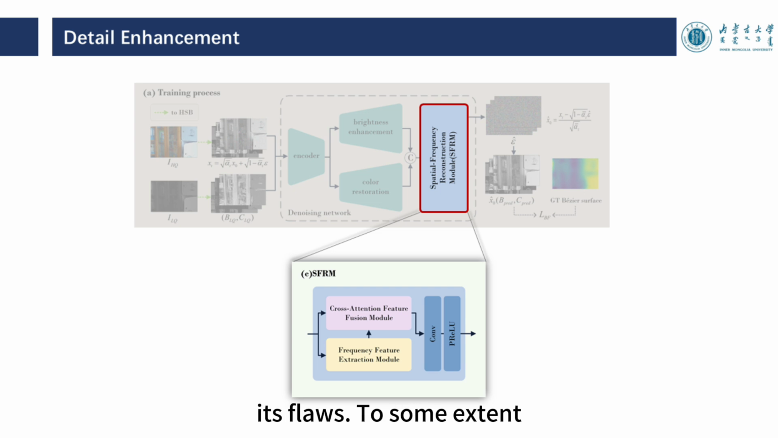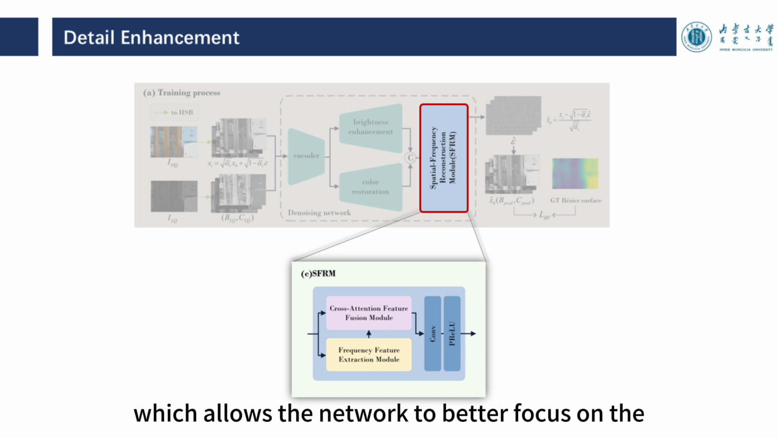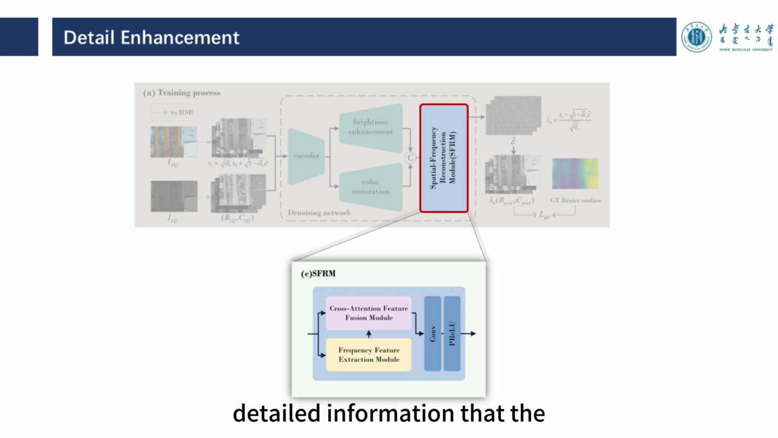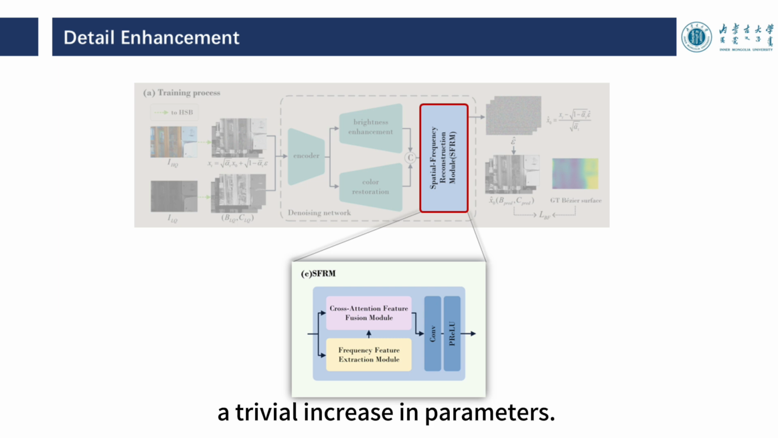Controlling the image's brightness distribution through the Bézier surface allows for better low-light enhancement, but this method is not without its flaws. To some extent, the Bézier surface may lose certain details in the reconstructed image, such as high-frequency details that are rich in texture. Therefore, to avoid such a problem, we employed a Fourier transform-based space-frequency reconstruction module, which allows the network to better focus on the detailed information that the Bézier surface fails to control, by reconstructing the image in Fourier space with a trivial increase in parameters.